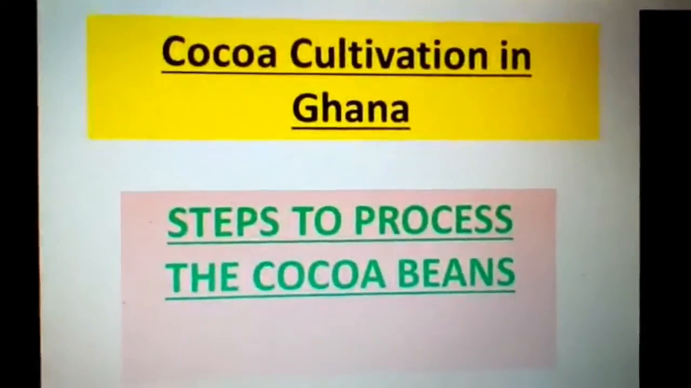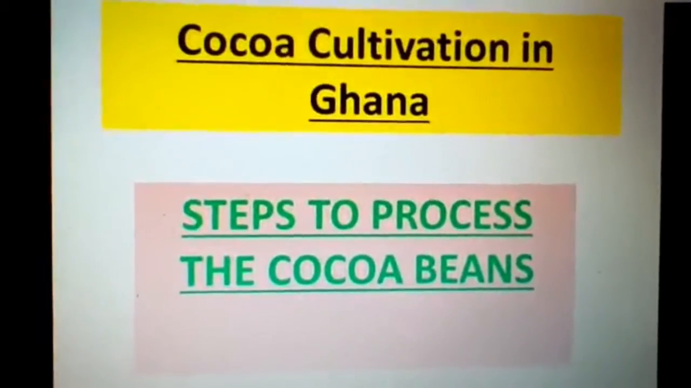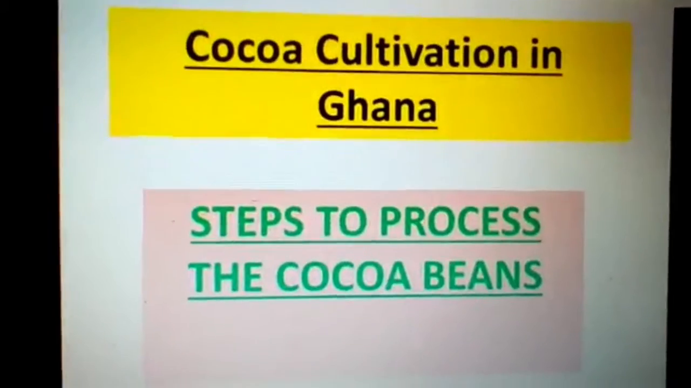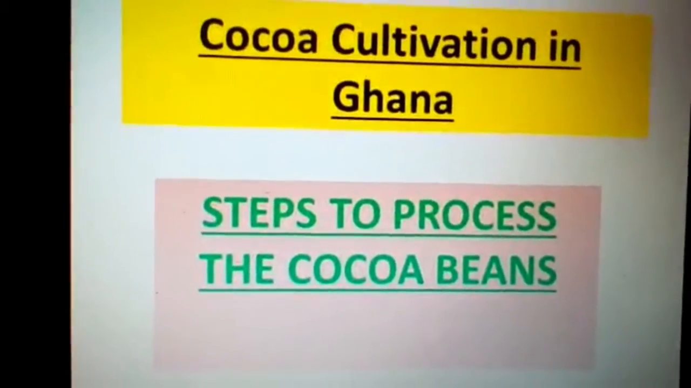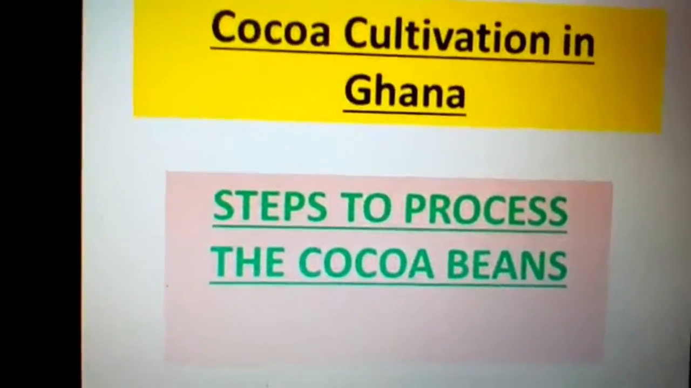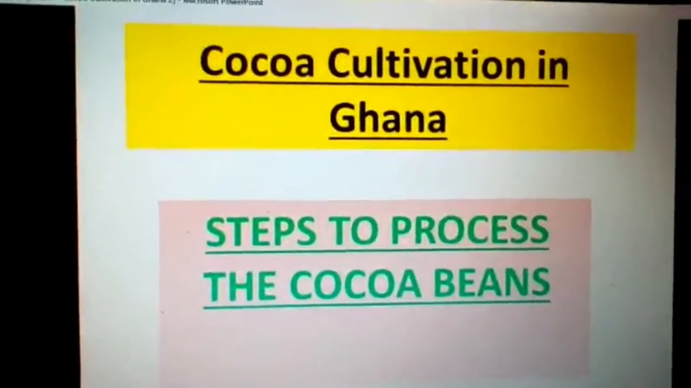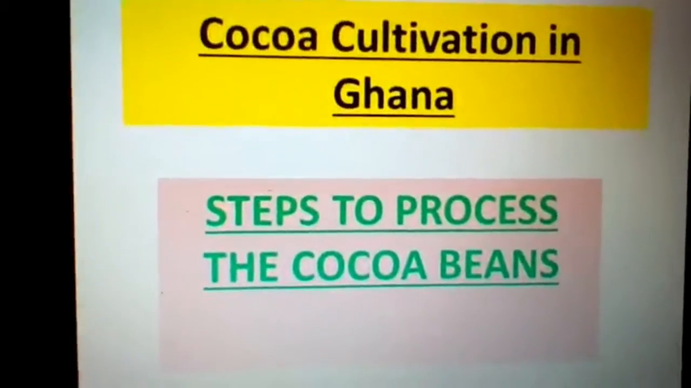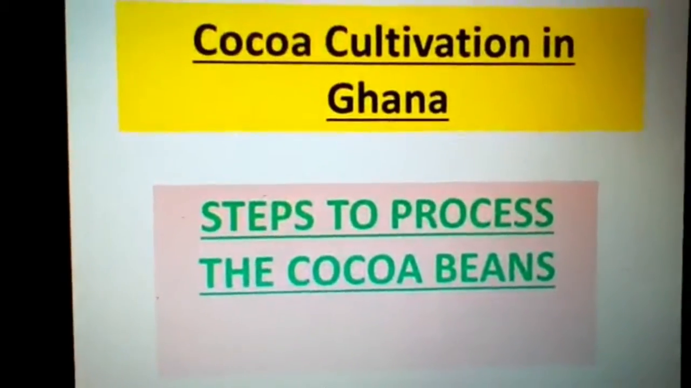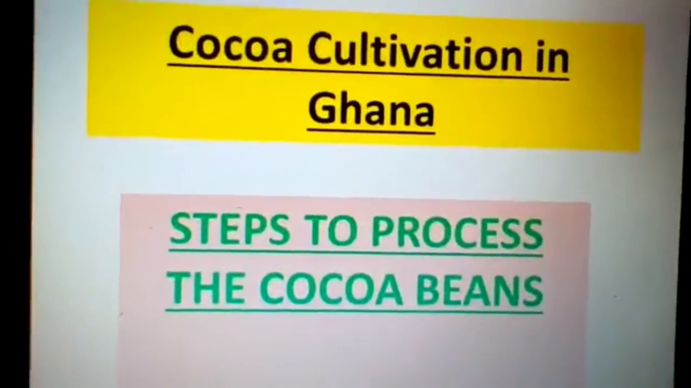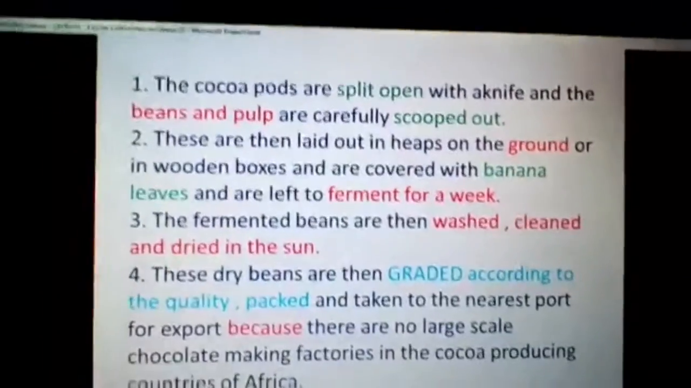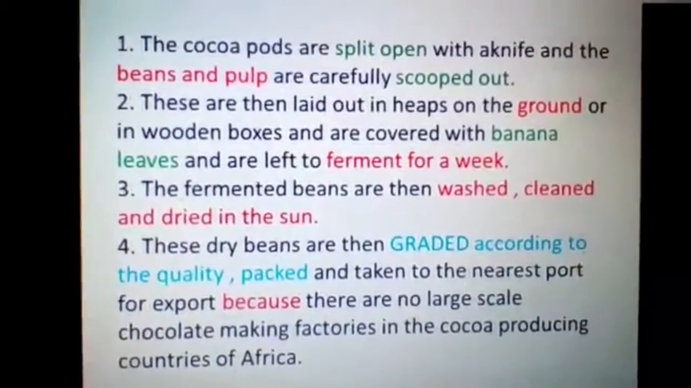Good afternoon, dear children. In the previous class, we had finished the discussion of the favorable geographical conditions required for the cultivation of cocoa plants. Now, today we'll be proceeding further with the steps to process the cocoa beans. The cocoa beans are processed in the following four steps.